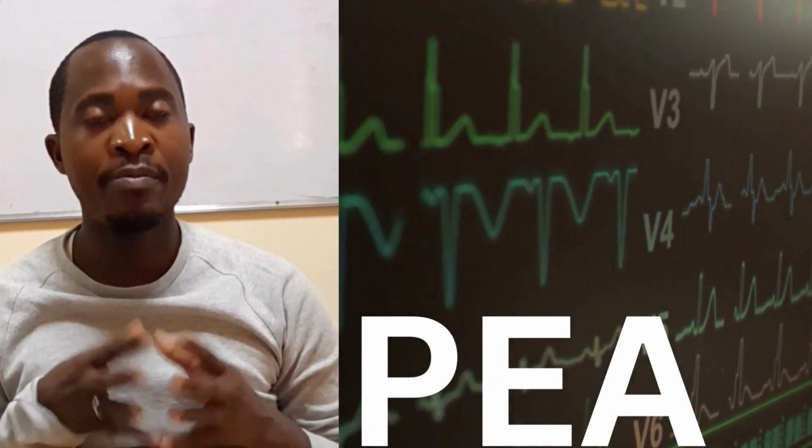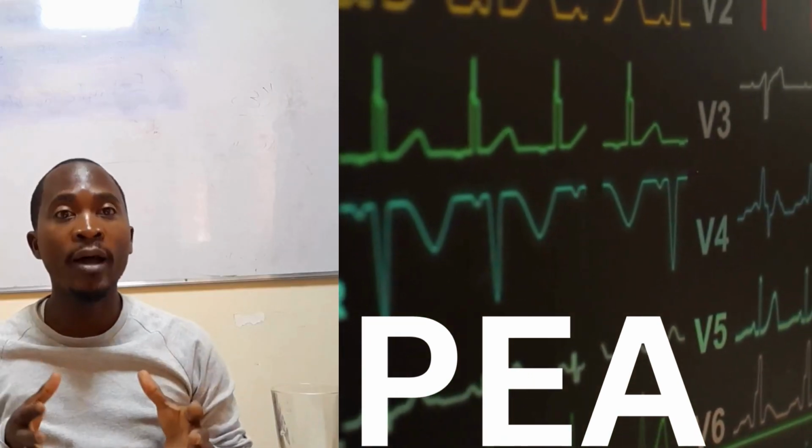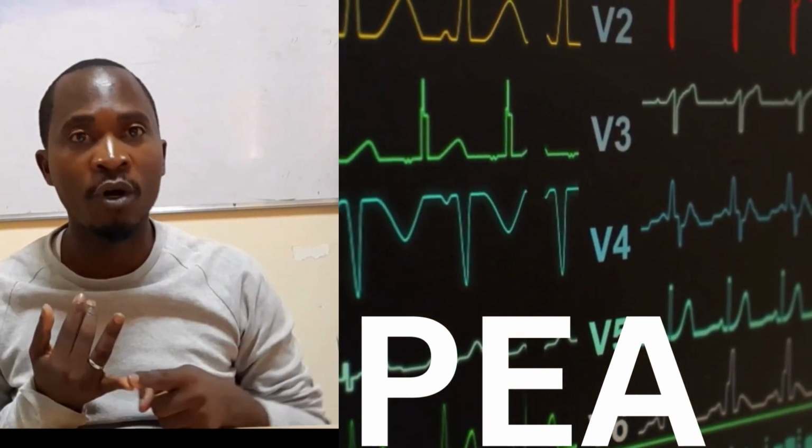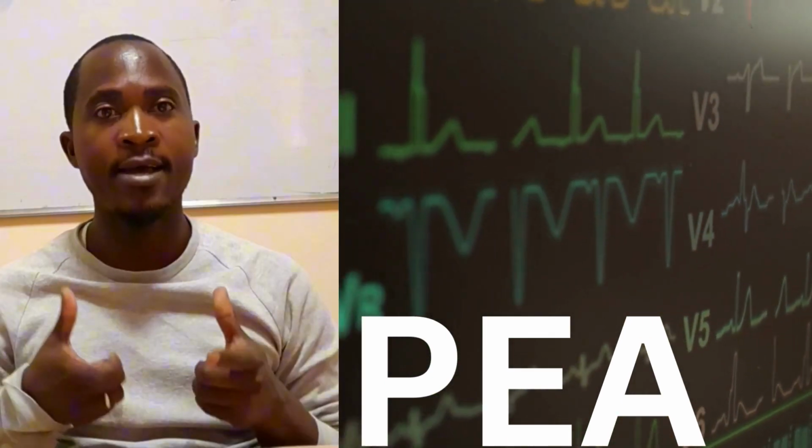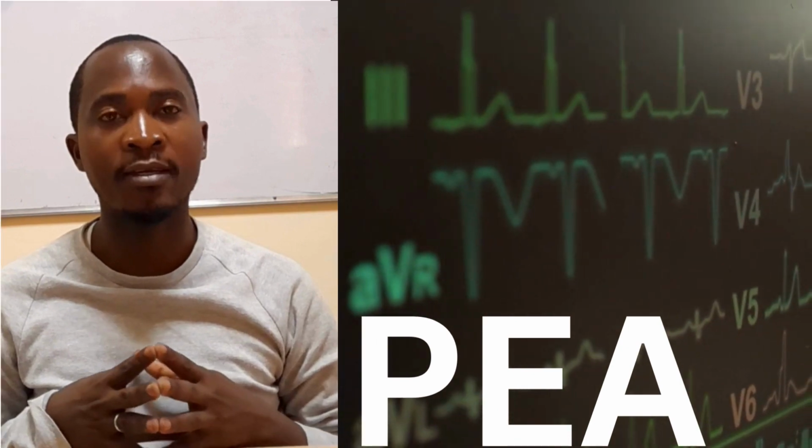When you have a PEA, that is a pulseless electrical activity, and you've ruled out hypovolemia and tension pneumothorax, cardiac tamponade can be highly suspected.